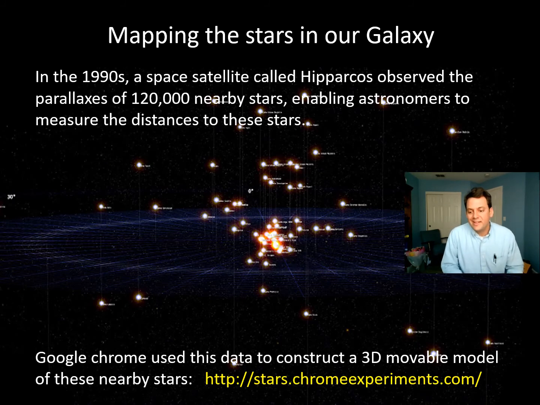Going forward a few years, in the 1990s, a relatively recently launched space satellite called Hipparcos observed the parallaxes of 120,000 nearby stars. And of course, nearby is relative, right? But in astronomical terms, these are nearby stars. And so we've gone a long way from measuring the first stellar parallax in the 1830s to now having a satellite do it automatically and getting over 120,000 nearby stars. The great thing about that, though, is that now astronomers are able to measure the distances to these stars.